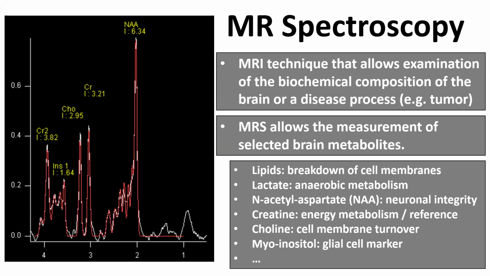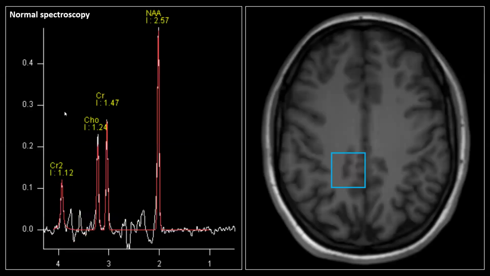on whether or not it is normal or not. There are several metabolites we can visualize this way, and these are generally visualized in the form of a diagram such as this. This is the spectroscopy, or a normal spectroscopic profile. It was performed over the cortex and subcortical white matter of the parieto-occipital region over there. And what do we see?